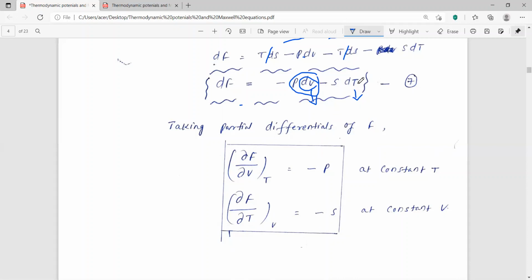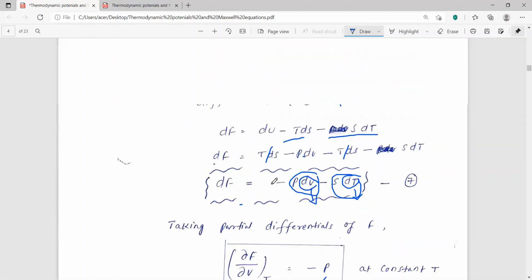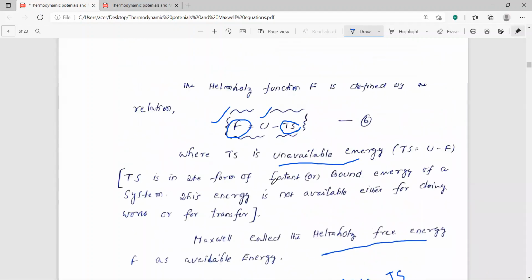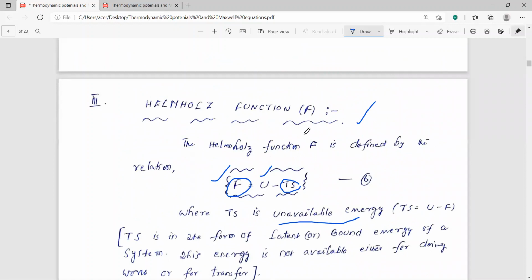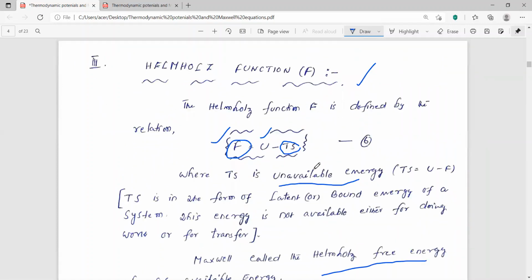Similarly, if you take temperature as a constant, then the change in temperature will become 0, and this term will become 0. From that, you can get dF equal to minus PdV. Then minus P equal to dou F by dou V at constant T. So this is how we can explain the Helmholtz function or Helmholtz free energy.